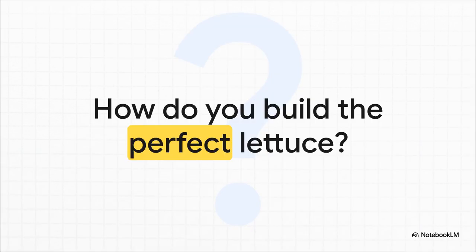So let's kick things off with a pretty wild question. How do you build the perfect lettuce? Seriously. Imagine you're a farmer. You've got this amazing, high-tech, hydroponic greenhouse, but there's a catch. You're in a place where it's just a little too hot. You need a lettuce that can take the heat and still produce like a champ. Where do you even start?